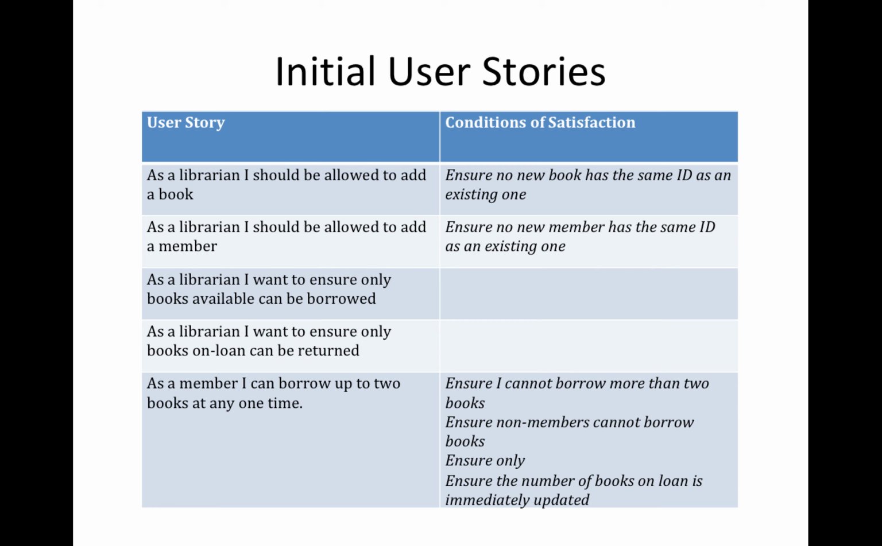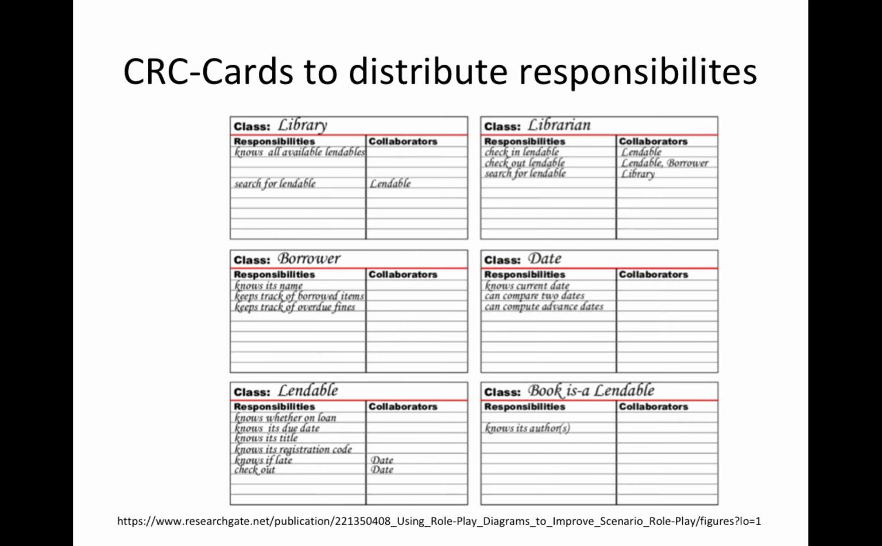Similarly, ensure non-members cannot borrow books. For example, a person who is not a part of that system, is not registered as a member, should not be allowed to borrow a book. Ensure number of books on loan is immediately updated. That means if you had 2 books and you borrowed another book, when that happened, the number of books on loan should be increased by 1.